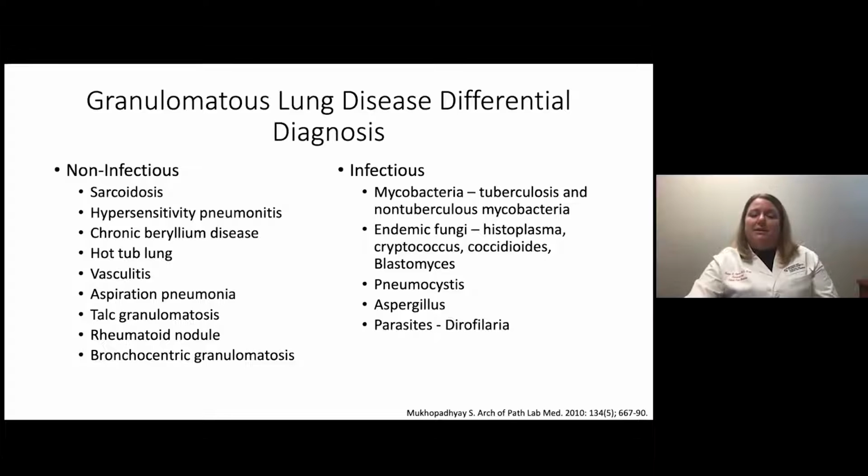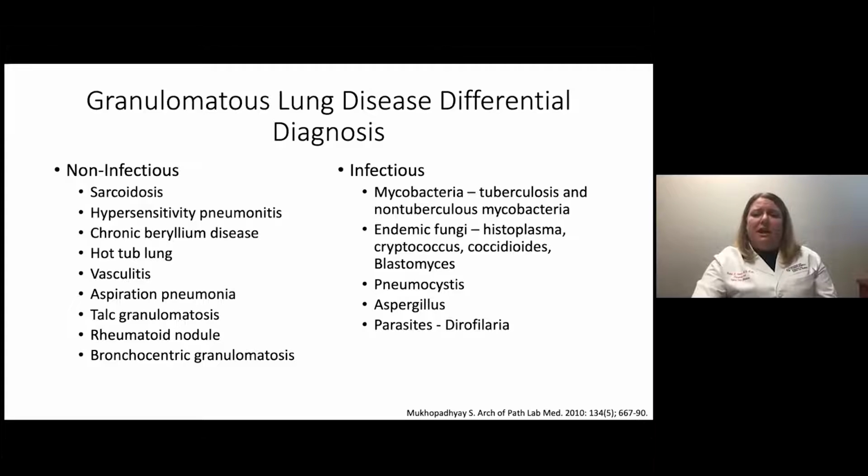So granulomatous lung disease has a large differential diagnosis, and you can see that there are infectious and non-infectious causes of granulomatous lung disease. The non-infectious causes include sarcoidosis, hypersensitivity, and then we get into some more rare things, including chronic beryllium disease, which we don't see very much anymore as beryllium is not a common exposure, hot tub lung, vasculitis, aspiration pneumonia, talc exposures, rheumatoid nodules, and bronchocentric granulomatosis. We're going to spend the majority of our time in that category today talking about sarcoid and hypersensitivity, since they're the most common of that list.